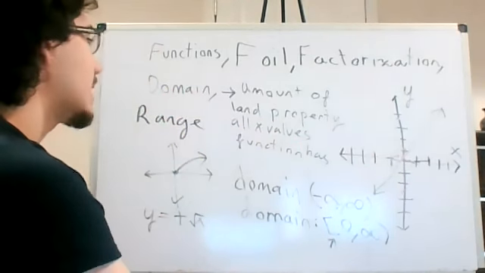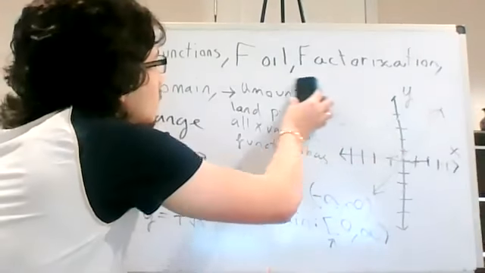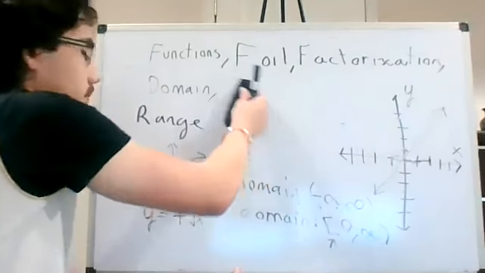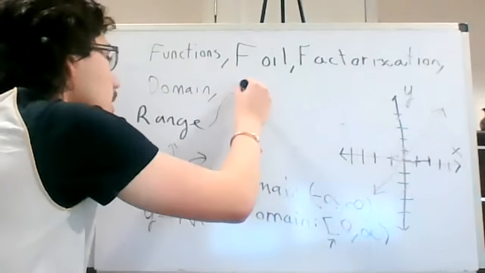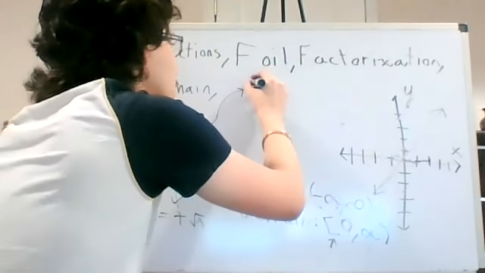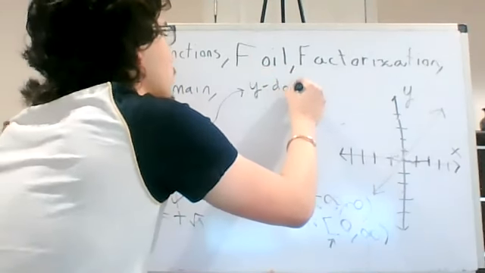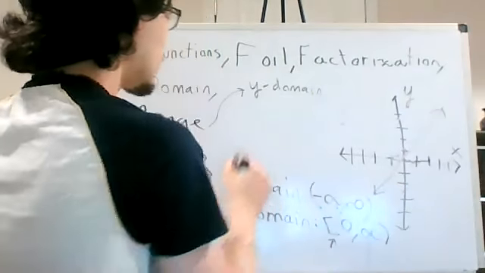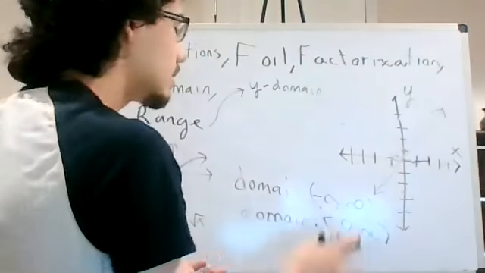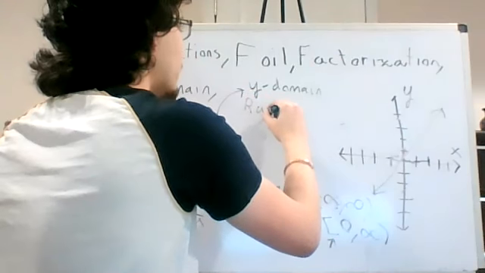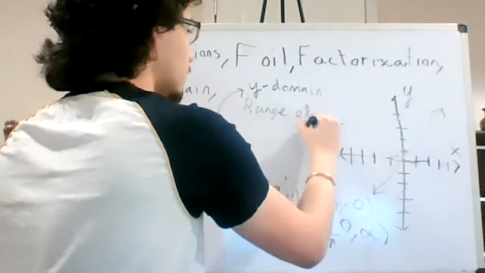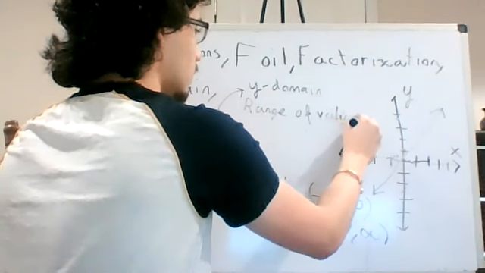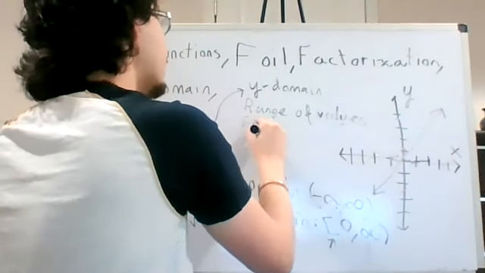Range is almost the exact same idea. Range is the y version of what we're talking about. In other words, you could say it's the domain of the y. So the range describes the range of values that the function can produce.